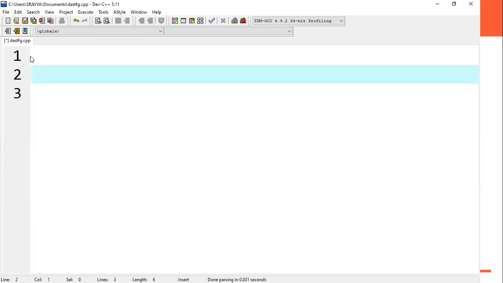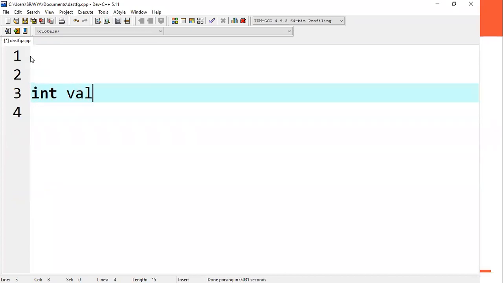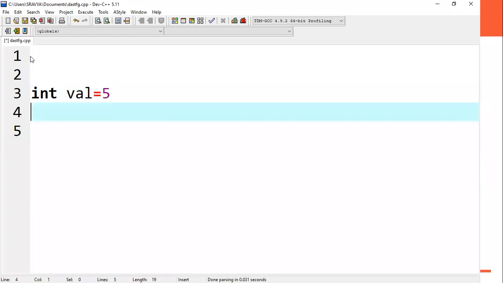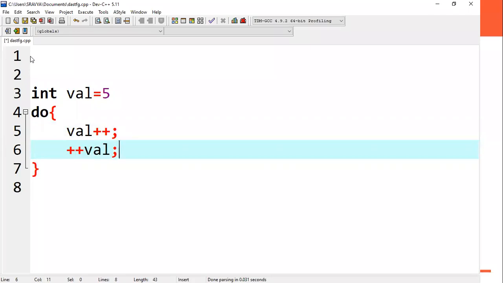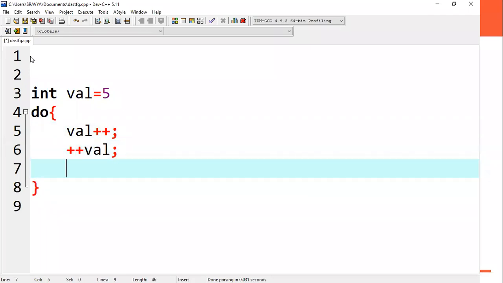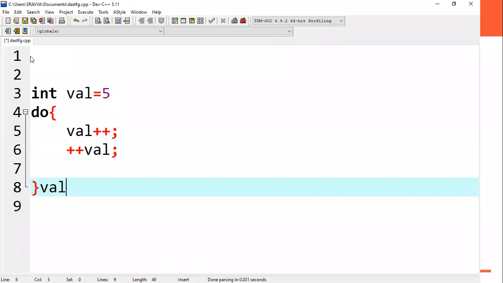What's the question? Hash include something is there. Int val is the number given, which is 5. Then do while is given 2. Val plus plus val. Here, whether it is pre-increment or post-increment, it will not affect us. Then val plus plus greater than 7. Here it will affect.